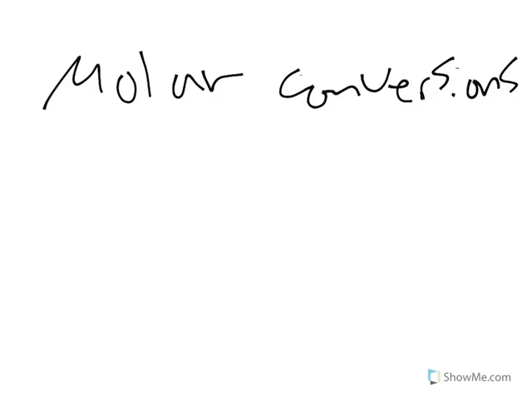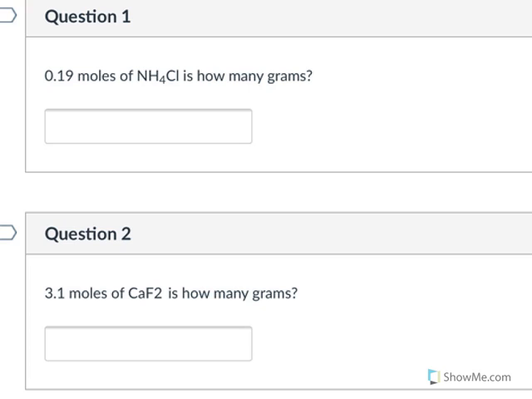So what this first video is going to be about is a little bit about molar conversions. That means converting from moles to grams and grams to moles in a chemical equation. This is the most basic part of it. So we're going to go over a couple of the practice problems from the review and see if I can explain how to do them, and maybe it might help you with it.